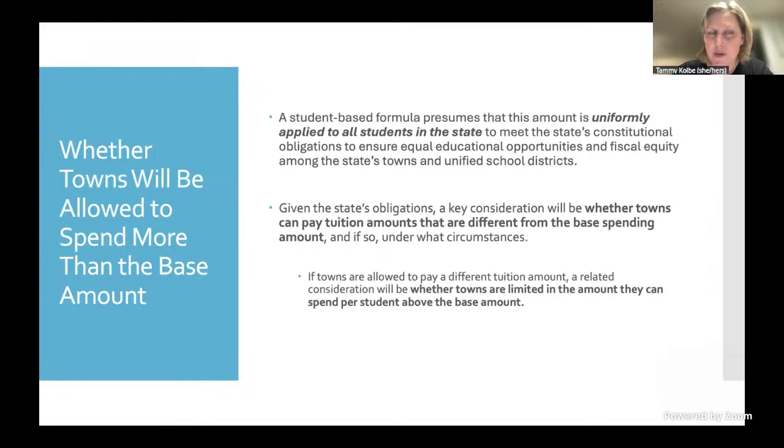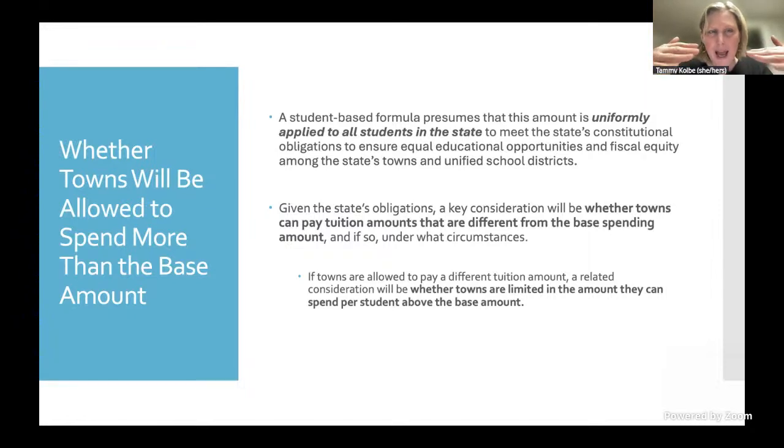The first assumption of a student-based funding formula is that unlike what we have now, where people pick budgets and we do tax capacity weights, when we move to a student-based funding formula, this presumes that the base spending amount is uniformly applied to all students in the state, right? So every student is $15,033. That's the adequate spending amount for a student to attain common performance standards.